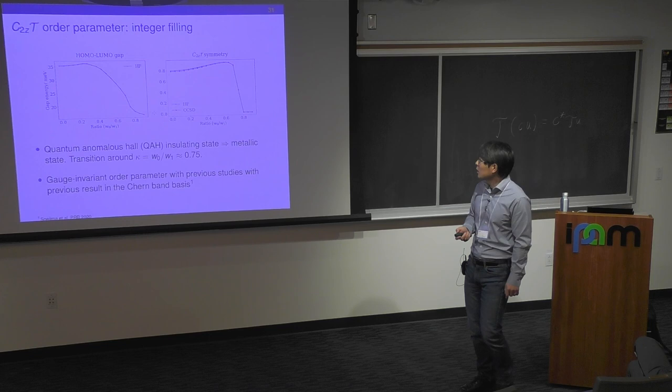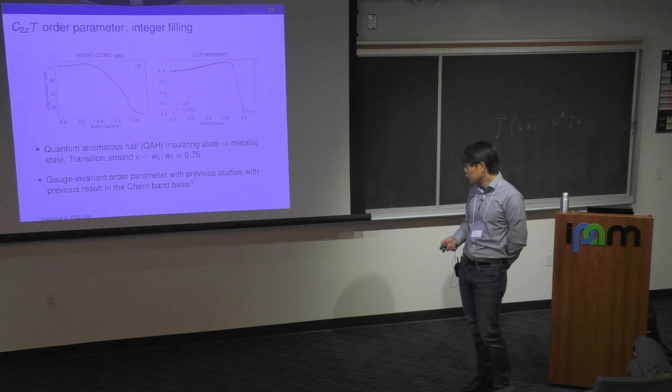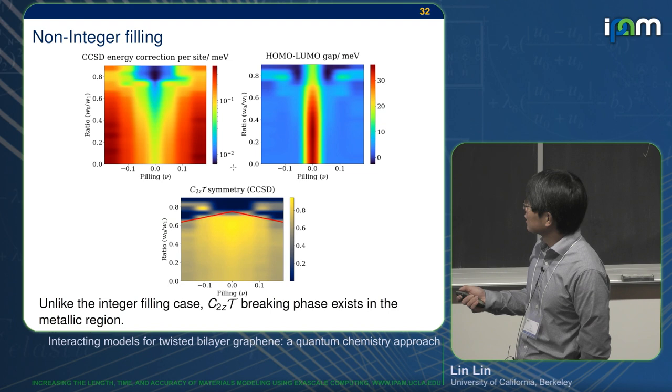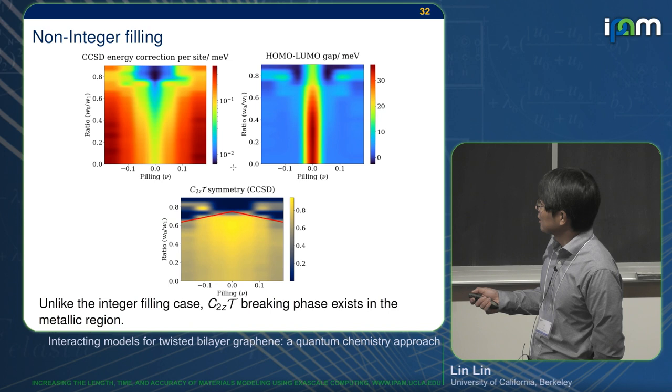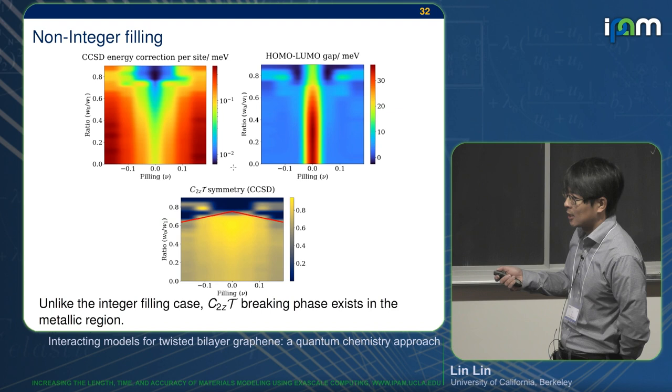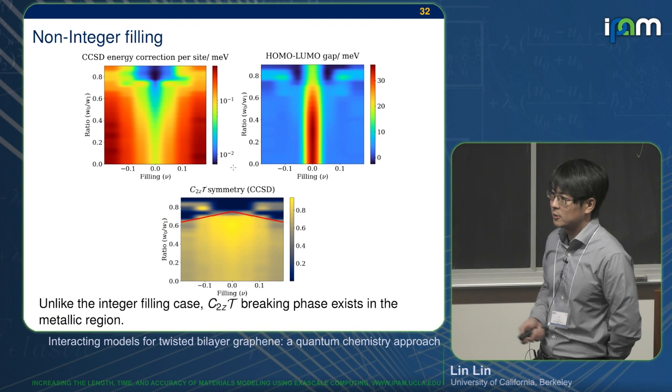We also find that the gauge-invariant order parameter is fully consistent with the previous result using the Chern band basis with careful diagonalization and gauge fixing. If you look at the phase diagram of the non-integer filling, the CCSD correlation energy is much smaller around the integer filling, but still relatively small in the non-integer filling regime. Around the integer filling, there could be this insulating phase. Other than that, it becomes the metallic phase. And there should be some superconducting thing, or the parent state of a superconducting phase, that we don't know how to interpret at this point.